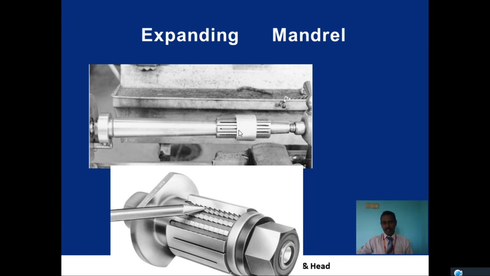If you are going for this expandable mandrel, the self-expandable mandrel, see this one. There will be steps, and by rotating these steps, we can expand it automatically. So we can hold different sizes of workpiece. Just chip it using the chisel and then it will open and expand. Then again, if you open and then close it, it will close. That is what we call expanded mandrels.